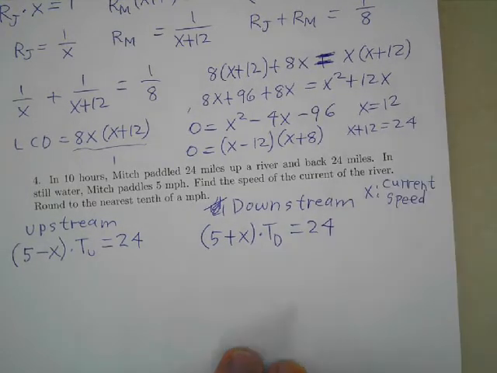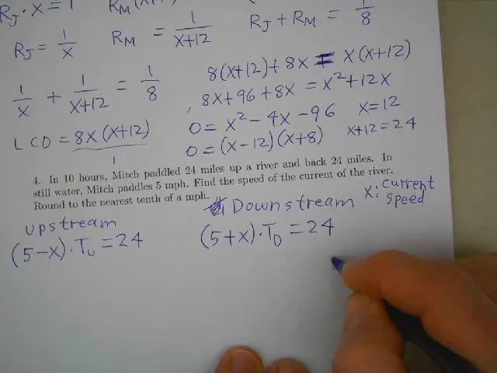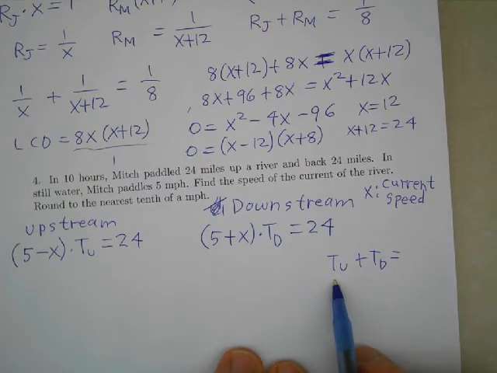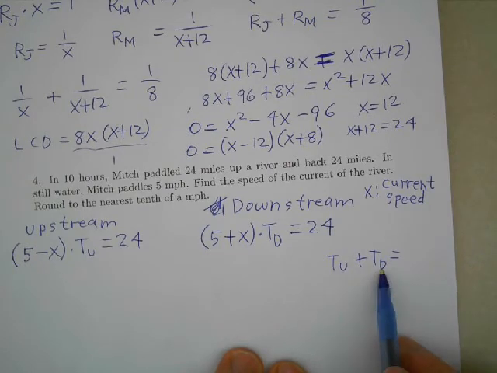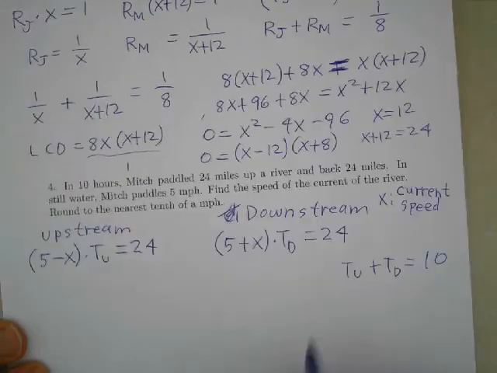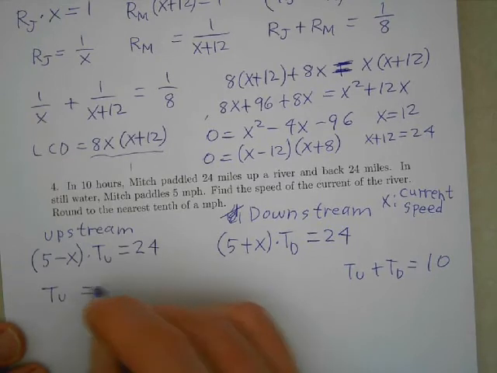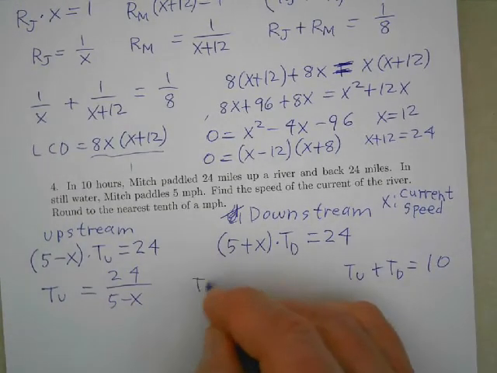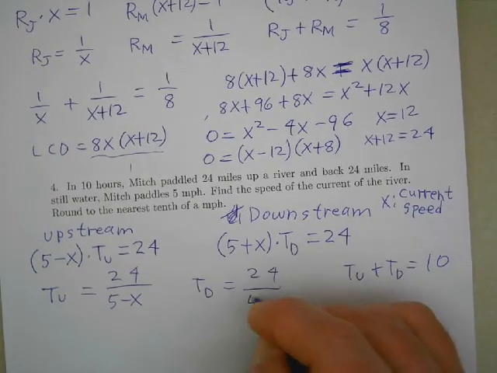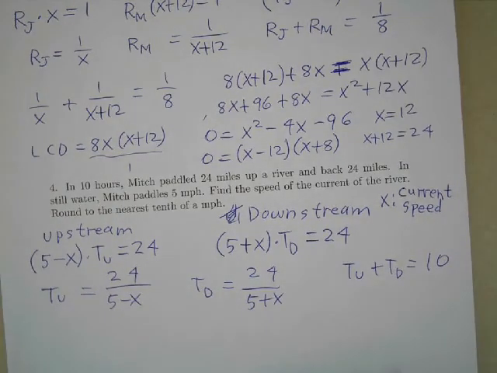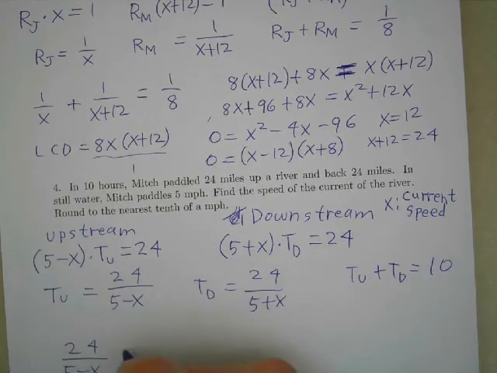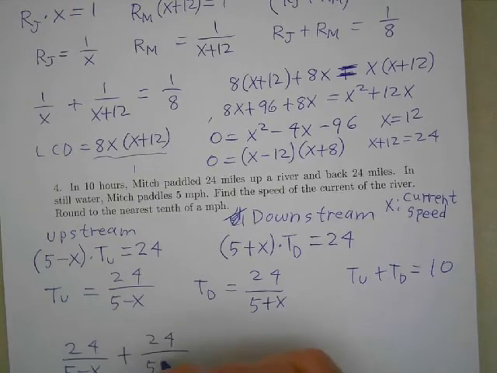and we're told that the total amounts of time add up to 10. So the time it takes to paddle 24 miles upstream plus the amount of time it takes to paddle 24 miles downstream is a total of 10 hours. Okay, so what we do is solve each equation for time. This time is 24 divided by 5 minus x. This time is 24 divided by 5 plus x. And the two amounts of time add up to 10. So our equation to solve is 24 divided by 5 minus x plus 24 divided by 5 plus x equals 10.